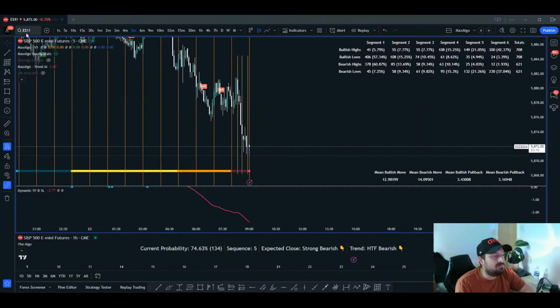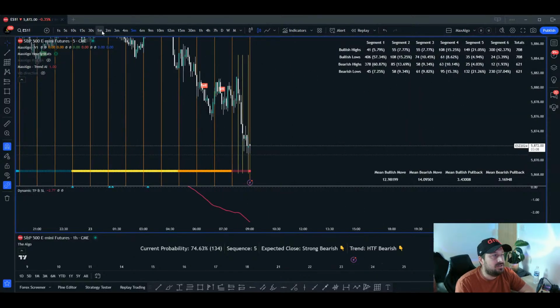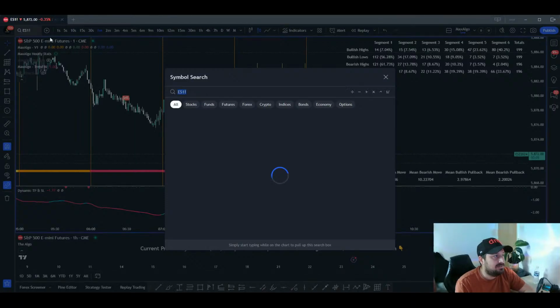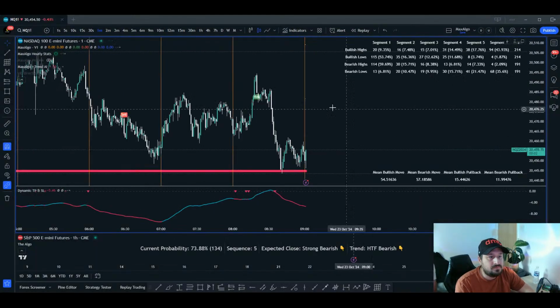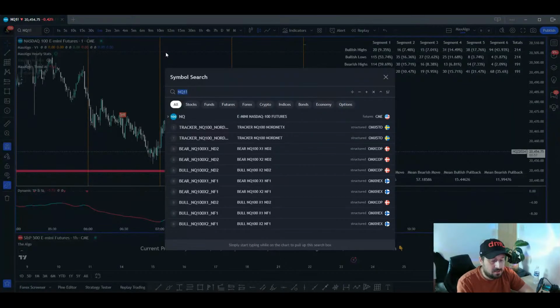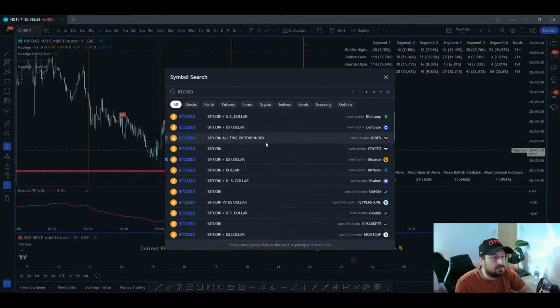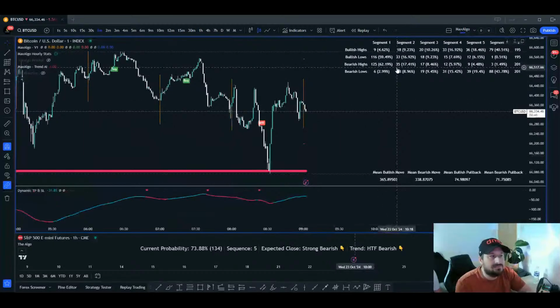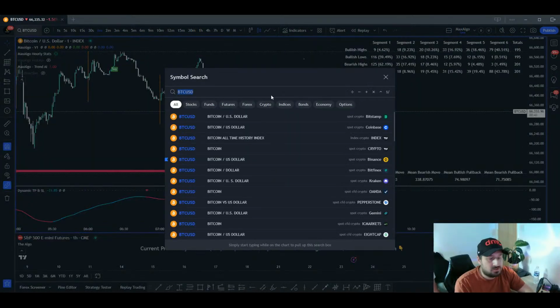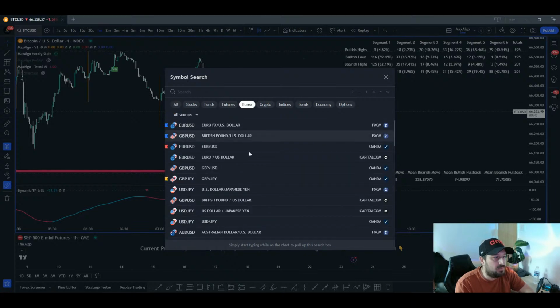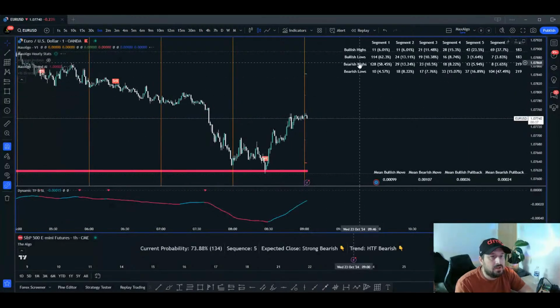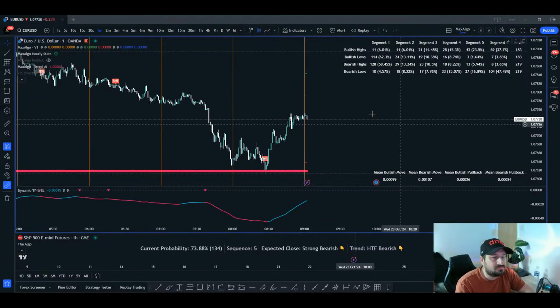Now, the great thing about it is obviously you can just fly through pairs. Let's go on NQ. And we can see on NQ, it's 59%. We can go and look at Bitcoin. And we can see it's 62%. We can look at stocks. We can go on Forex. Euro USD, it's 58%, 13%, high and the low, right?